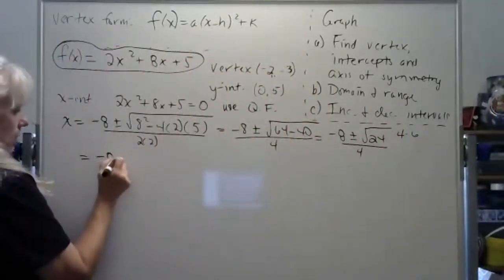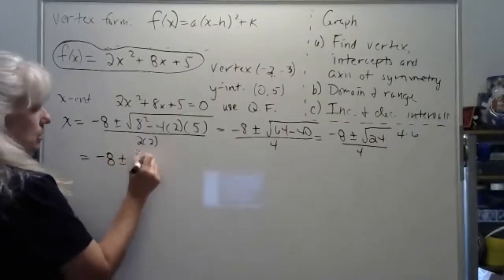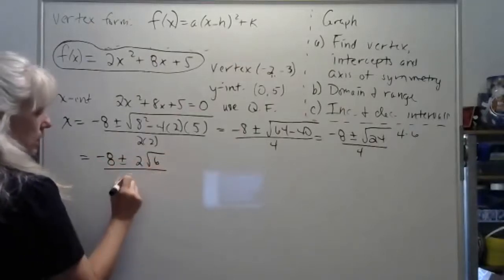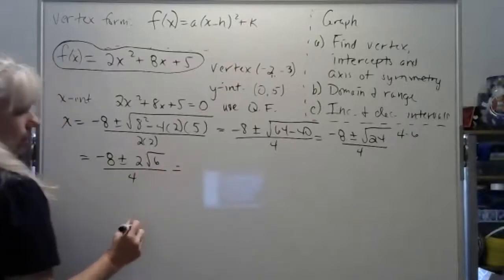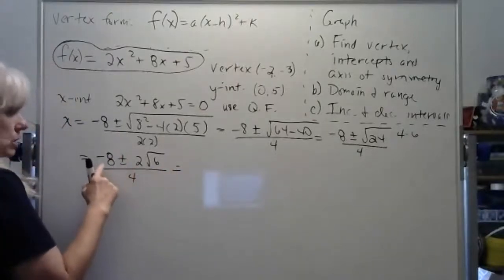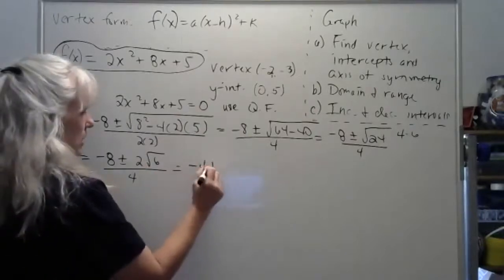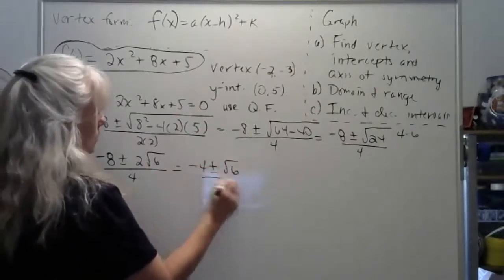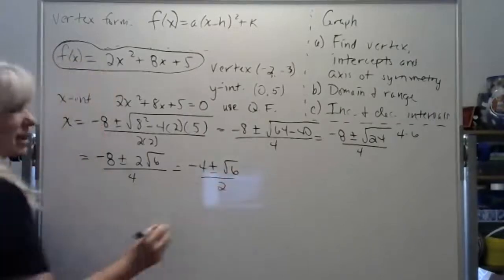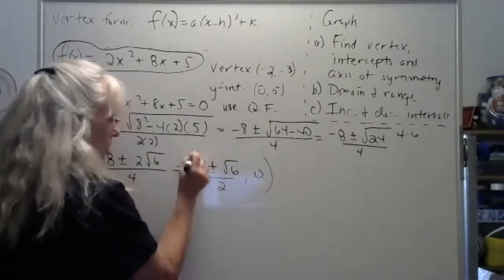I'm getting ahead of myself. So the square root of 4 is 2. I'm going to leave the 6 on the inside and put that all over 4. Now everything reduces by 2, so the 8, the 2, and the 4 can all get divided by 2. So I end up with -4 plus or minus the square root of 6 over 2. Those are my x-intercepts, so I'm going to say comma 0 and put them in parentheses.